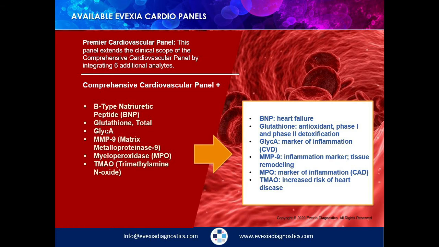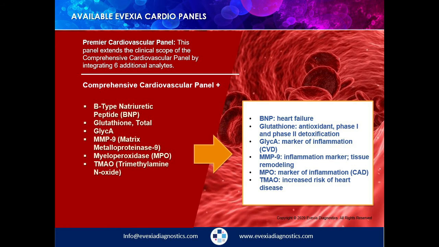It helps regenerate vitamin C and vitamin E. It'll neutralize free radicals produced by phase 1 detoxification and is also involved in phase 2 detoxification. This analyte also helps transport mercury out of the cells and out of the brain.